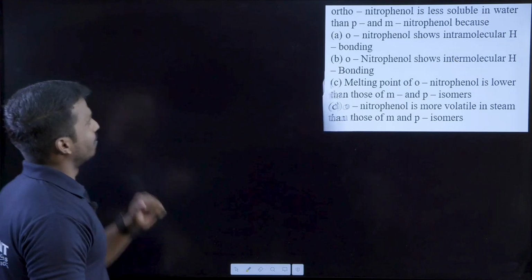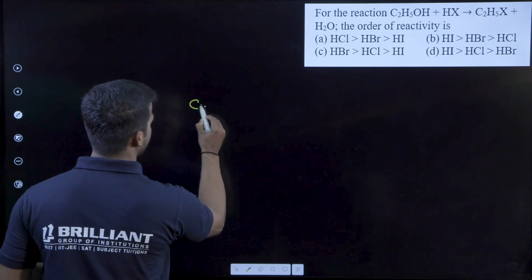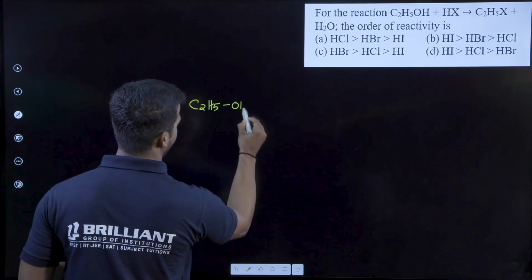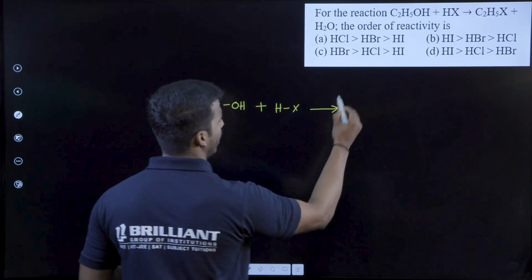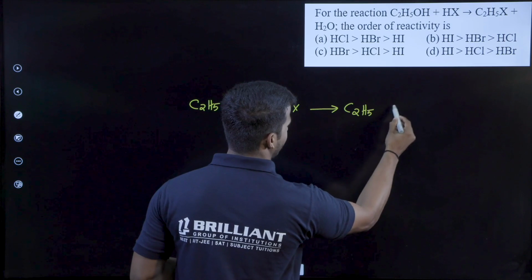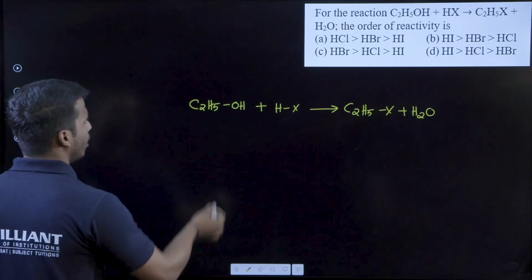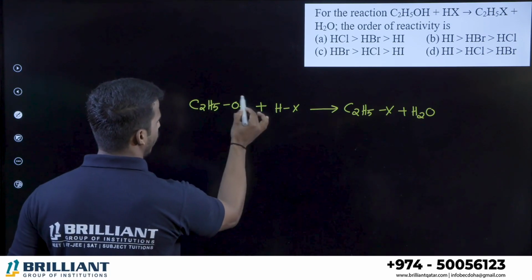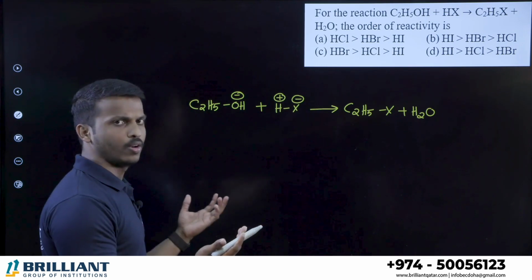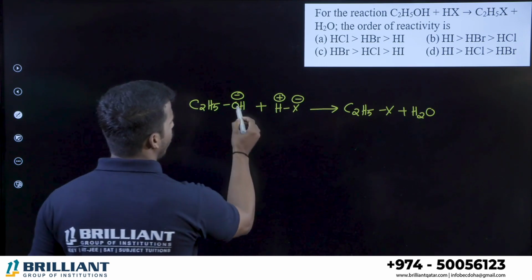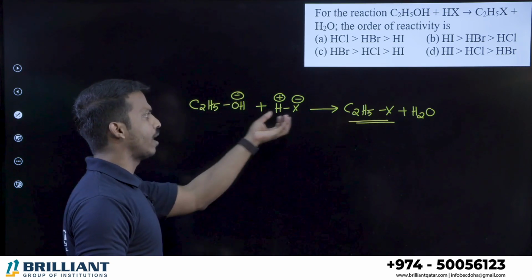Alright, next one. For the reaction, what's the reaction given? Ethanol, C2H5OH, reacting with a hydrogen halide, and it's giving C2H5X, ethyl halide, along with water. Alright, simple reaction. You know, C2H5 here is the positive part, OH is the negative part. Here H plus and X minus, a double displacement, like a nucleophilic substitution. Here OH minus and X will interchange. You will get a haloalkane, so this is how to convert an alcohol into a haloalkane.